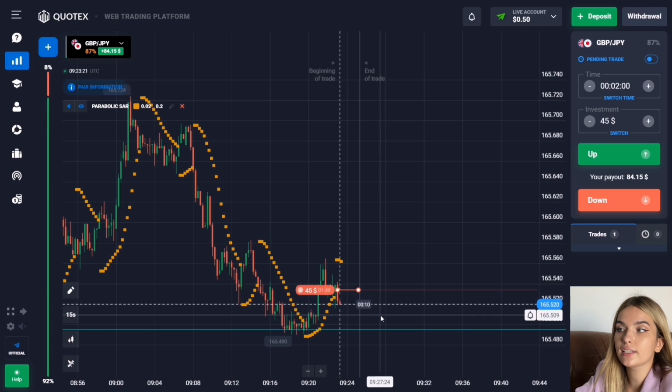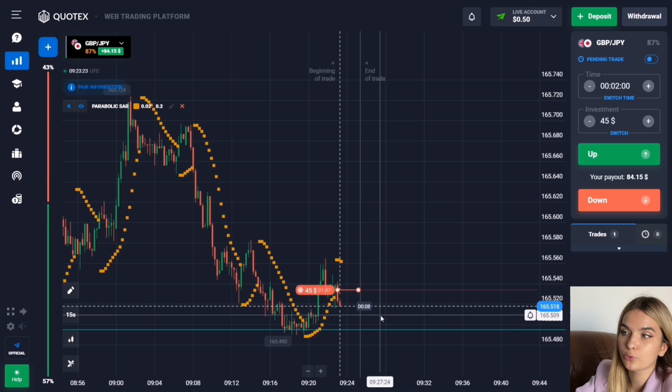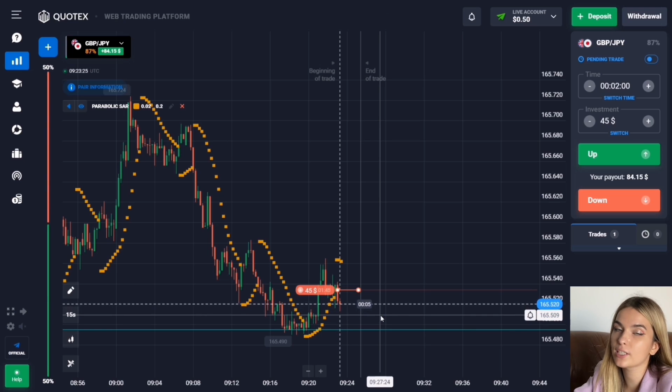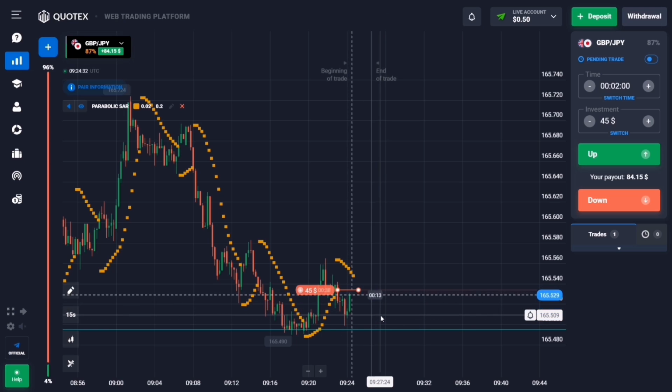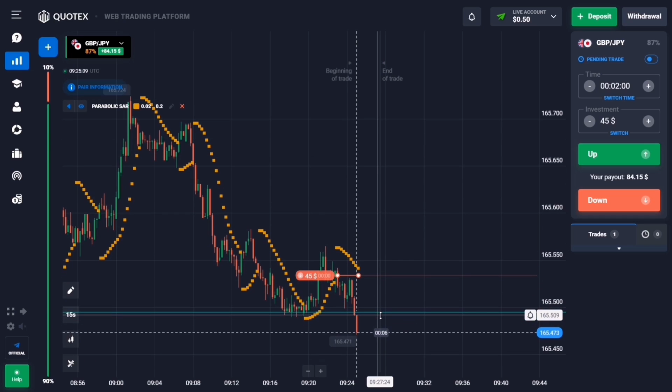So I think that in the near future the price will continue to move to the level and 2 minutes will be quite enough for us. And so guys, let's wait for the end of our deal.